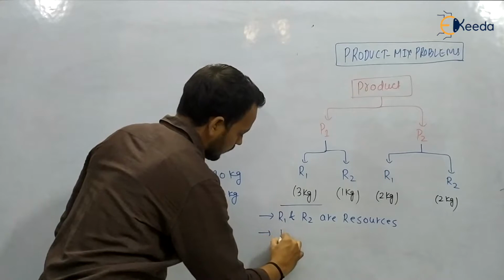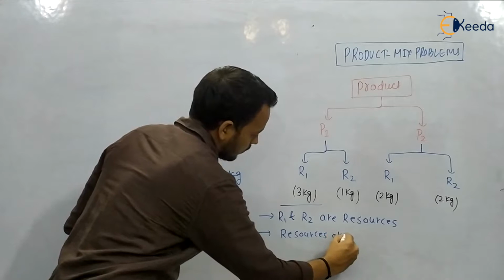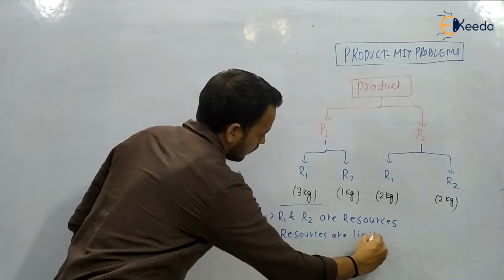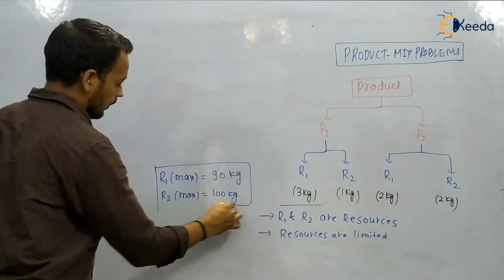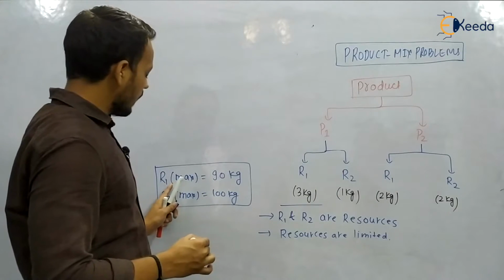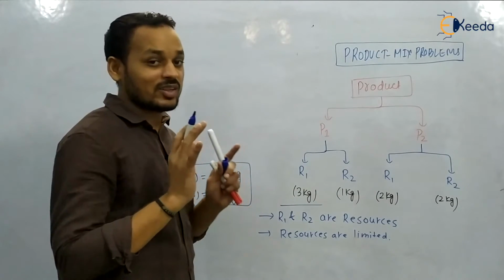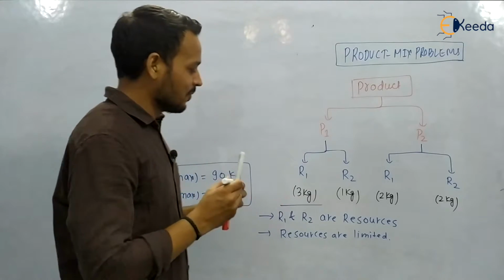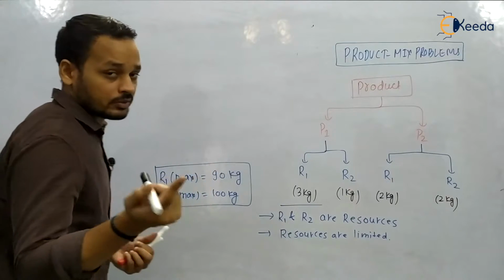Resources are always limited. You can see a limitation has been given that R1 maximum is only 90 kg and R2 maximum is only 100 kg. You have to follow the restriction, meaning the constraint. So we will try to form the objective function and constraints.